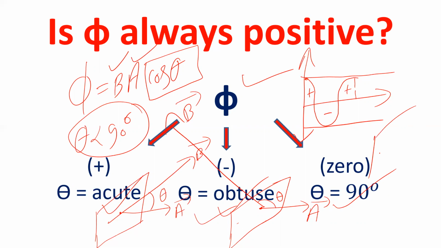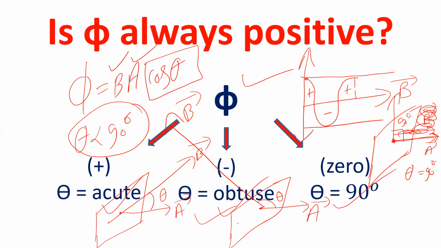Now look at the third example, of 0 flux. This is the area vector, and this is the magnetic field. So the angle between them is, okay, let us change the magnetic field. If this is the magnetic field and on the right side is the area vector, the angle is 90 degrees. So in that case, 0 flux would be linked with the surface.